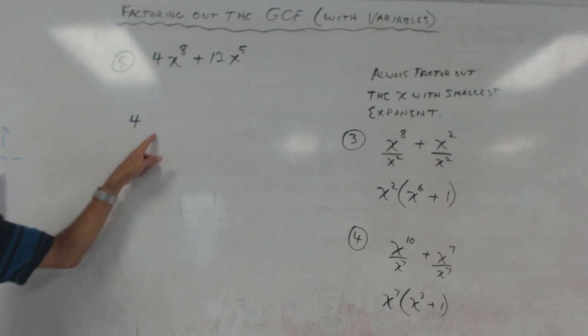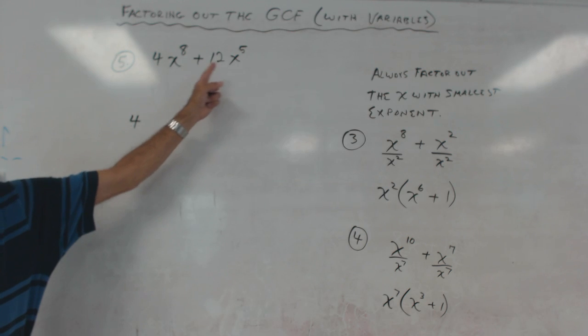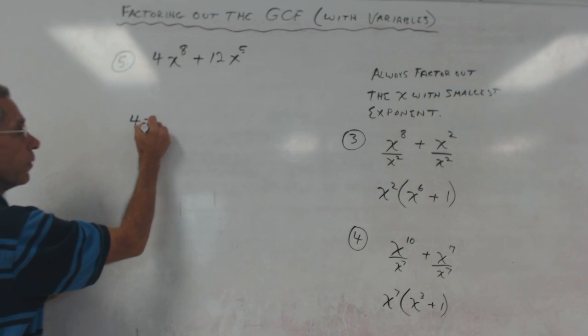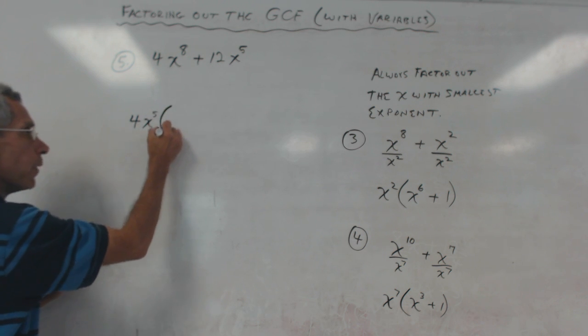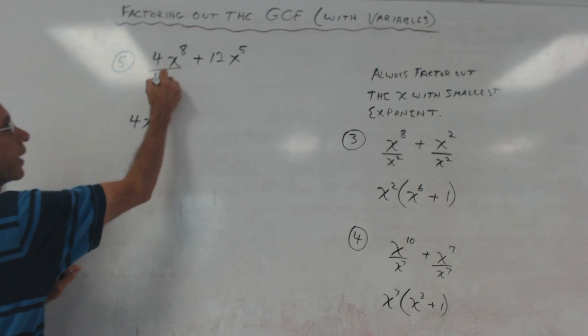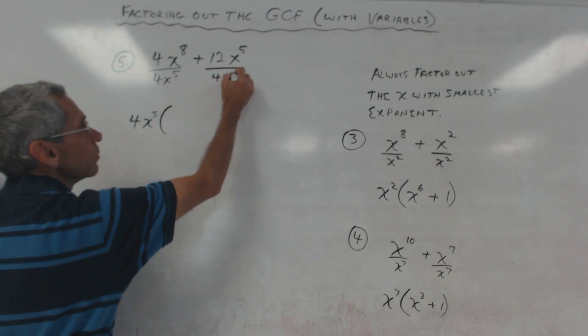Now, before I put my parenthesis, I've got to ask myself, oh, they both have x's. What's my greatest common factor with my x's? x to the 5th, right? So I put my x to the 5th. Now I put my parenthesis, and underneath this, I put 4x to the 5th. Over here, I put 4x to the 5th.